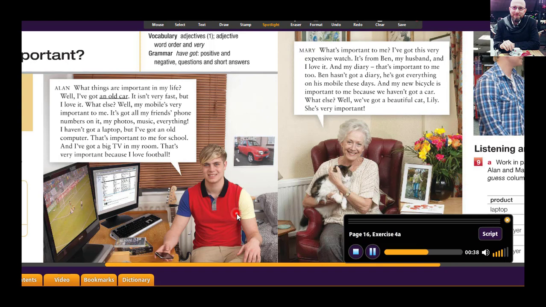What's important to me? I've got this very expensive watch. It's from Ben, my husband, and I love it. And my diary, that's important to me too. Ben hasn't got a diary. He's got everything on his mobile these days. And my new bicycle is important to me because we haven't got a car. What else? Well, we've got a beautiful cat, Lily. She's very important.